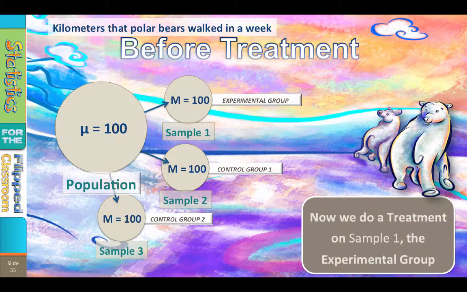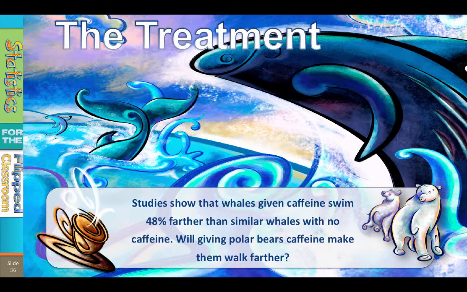We do a treatment on sample 1, the experimental group. The treatment comes from another discovery that we made during our literature review, and that is that whales, given caffeine, swim 48% further than similar whales with no caffeine. Knowing that caffeine led to a 48% improvement in the whales, we scour the literature and find that this effect has not been studied in other Arctic creatures. A gap in the literature. Let's do an experiment. Our research question: will giving polar bears caffeine make them walk farther?